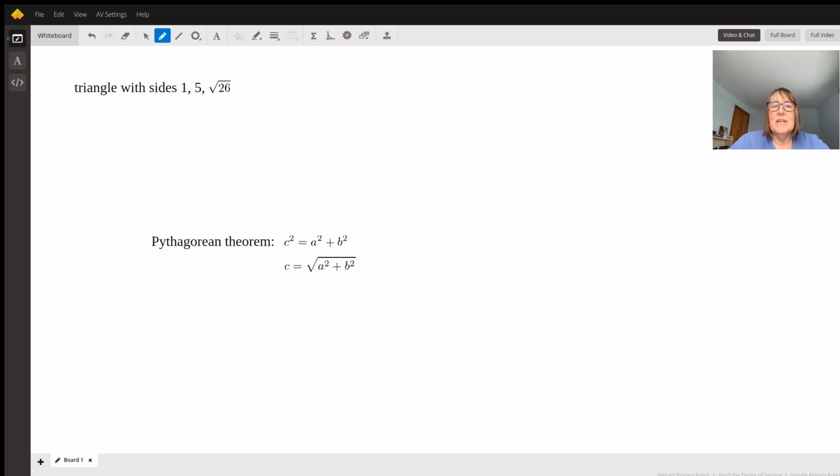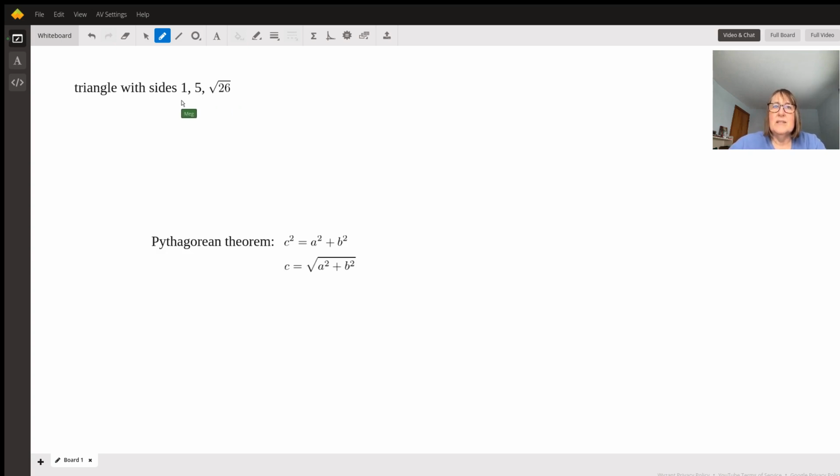We solve for c, the hypotenuse, and we get that the hypotenuse is equal to the square root of those two lengths squared and added together. So c equals the square root of a squared plus b squared. Now, whenever I have a right triangle problem, the second thing I want to do after the Pythagorean theorem is draw my triangle. If you look at the sides that we're given, we have a side equal to 1, a side equal to 5, and a side equal to the square root of 26.